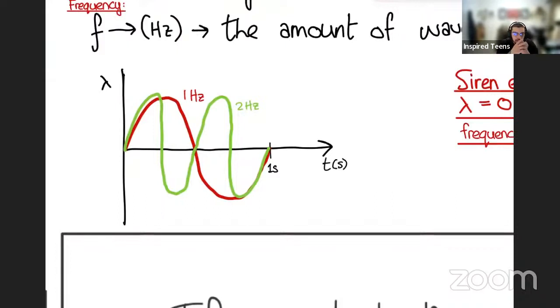The easiest way to read this graph is understanding the definition of period, the definition of frequency, as well as wavelength. Frequency is how many waves in one second, while period is the time it takes for one complete wave, or the time it takes for one wave to complete. So just keep that in mind.